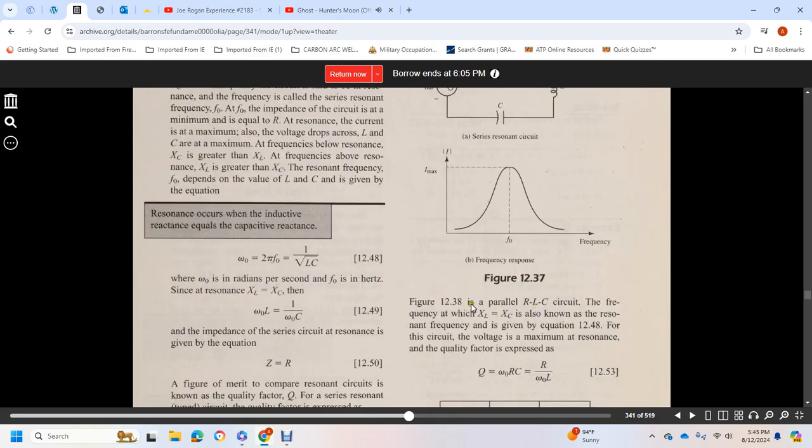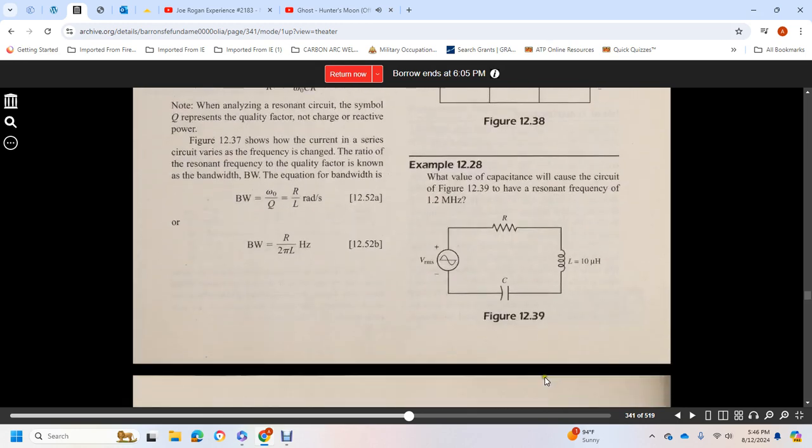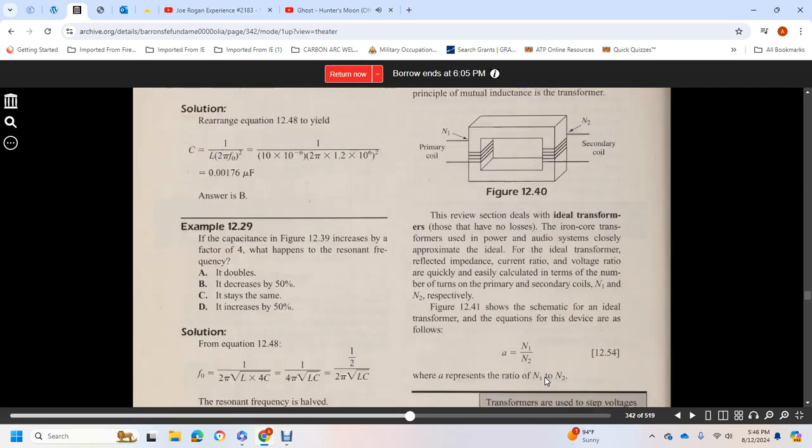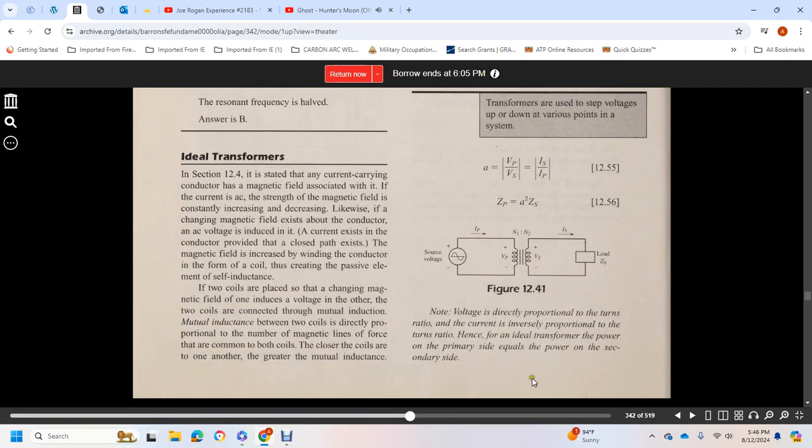For figure 12-38, the parallel RLC circuit has resonance when the inductive reactance equals the capacitive reactance, known as the resonance frequency, given in equation 12-48, with the circuit voltage at maximum at resonance, and the quality factor. So we have the reactance in radians per second times the resistance times the capacitance, equal to the resistance over omega zero times the inductance. And then we go over to more solutions.